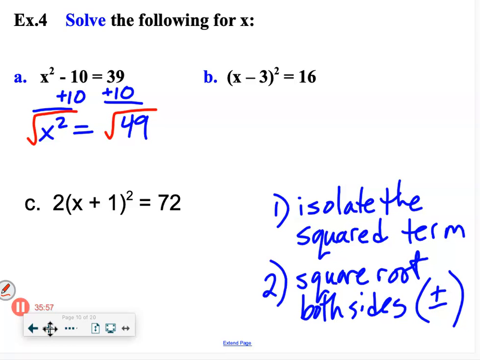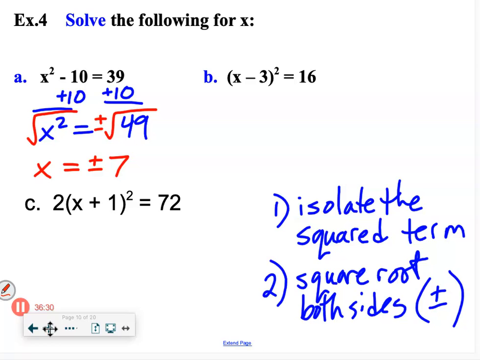On the right-hand side, you have to put a plus or minus. There's a reason for this. All right. Does anyone know what the square root of x squared is? It is x, right? Because if you take something and you square it and then you square root it, you're back to where you started. So the square root of x squared is x. Anyone know what the square root of 49 is? 7. So this is plus or minus 7, and you're done.